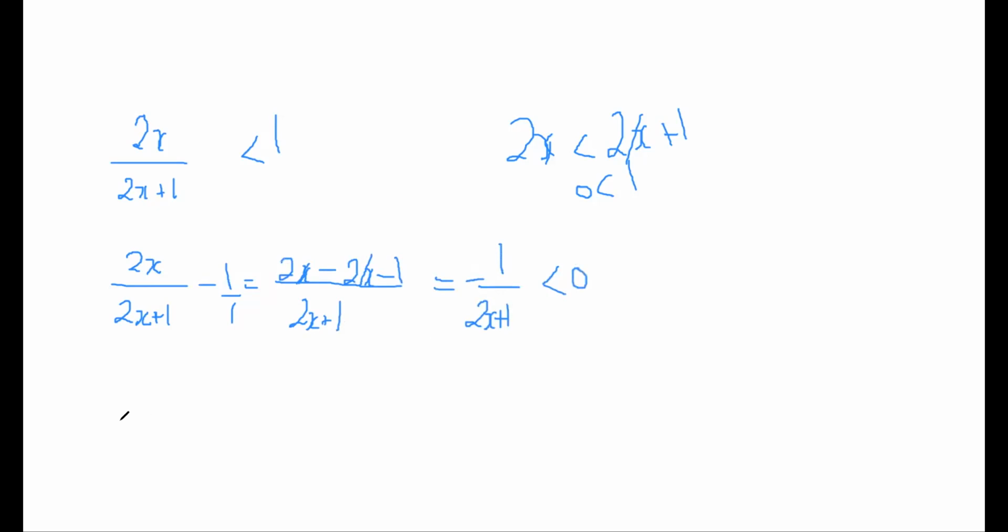Negative. So 2x over 2x plus 1 minus 1 is negative. We take the 1 to the next side. What do we have? Plus 1. 2x over 2x plus 1 less than 1.